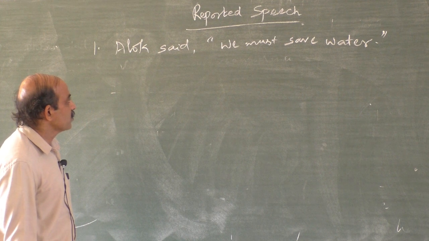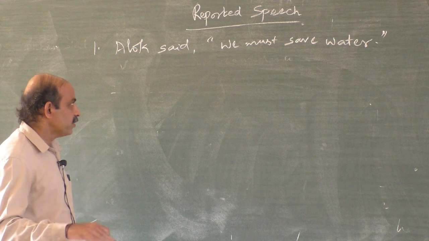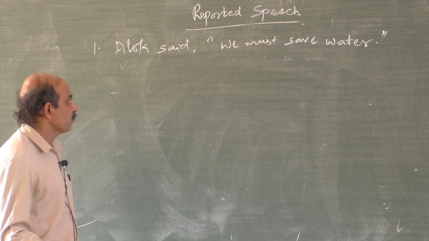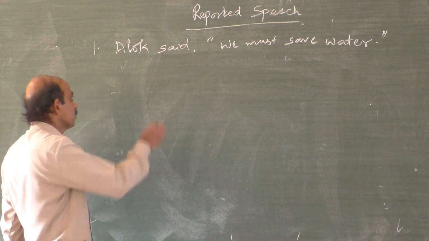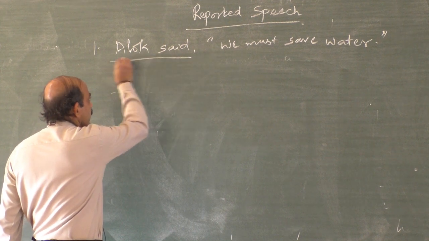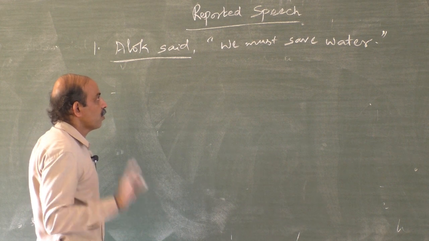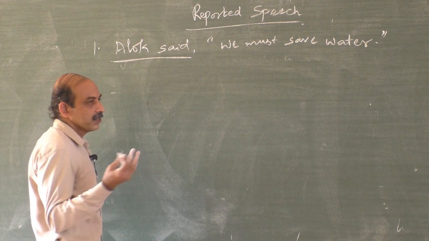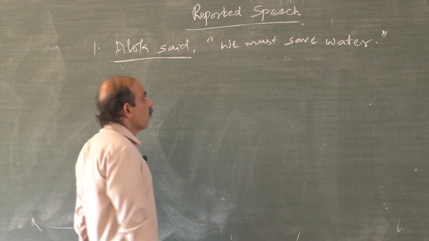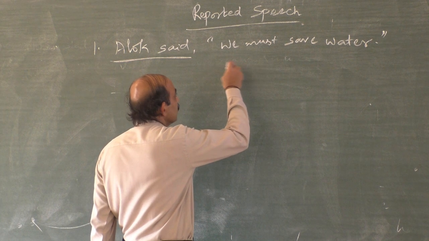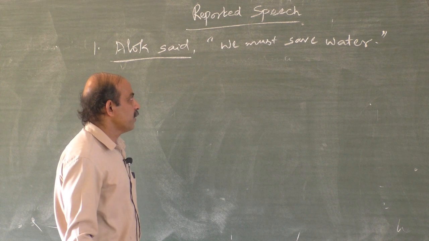Now, Alok said we must save water. It is a statement, and this statement has to be changed into reported speech. Once again, you should not forget who has said it. Alok has said, or he said. If you forget this, naturally your indirect speech or reported speech will go wrong. We must save water, and what he has said is that Alok has made a statement which is common to all.